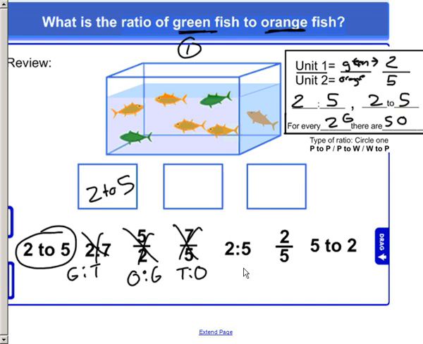question was asking either. How about 2 colon 5? That does answer my question. That tells me green to orange. 2 over 5 tells me green to orange. 5 to 2 would be telling me the orange to green, and we wanted green to orange. So these are the ones that fit, and you can see that these do not. These explain a different type of ratio.